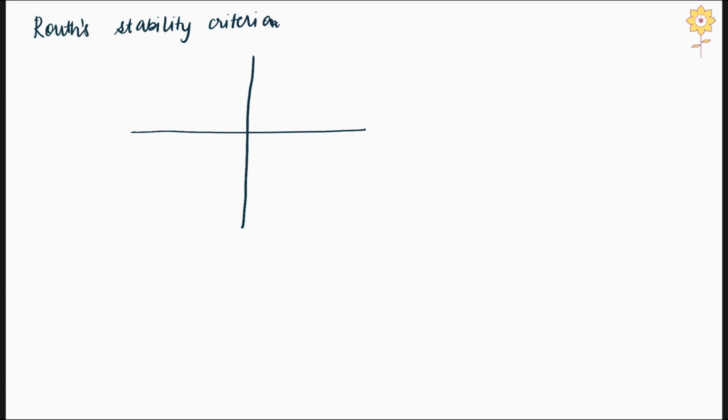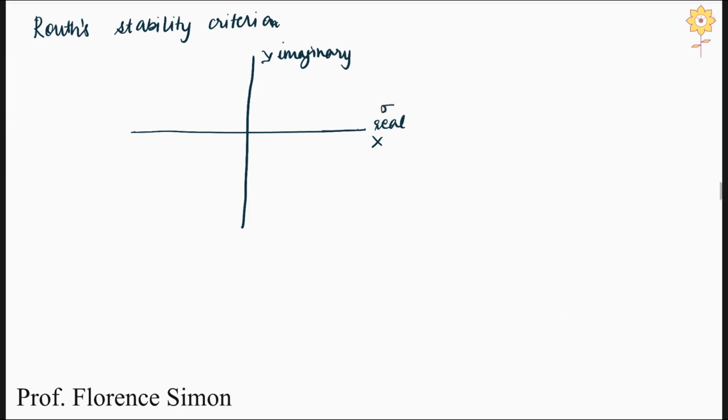In today's video, we will be discussing Routh's stability criterion. So let's look here. We know that this axis is called the x-axis and this is the y-axis. This is the real axis and y is the imaginary axis. We will be denoting the real axis with sigma and the imaginary axis with j omega, right. We are aware that this is the positive side of the axis and this is the negative side of the axis, right.